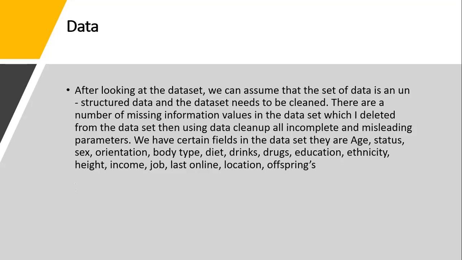This is the first thing we need to do when we are taking a decision, because missing values may mislead us on the parameters. And the parameters which we have are age, status, sex, orientation, body type, diet, drinks, education, ethnicity, height, income, job. These are all the attributes that are present in this dataset.